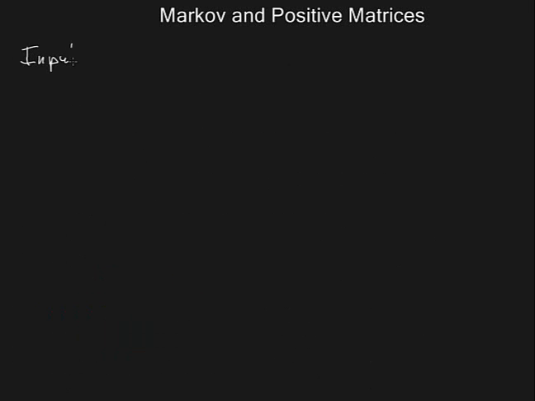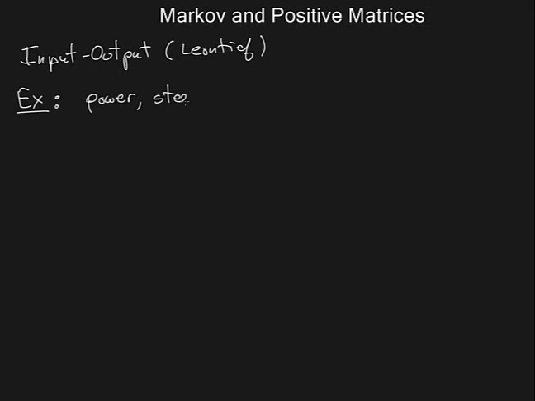Okay, I want to go on now and look at the input-output model. This is due to Leontief. And let me illustrate it with an example. So we have two types of goods. We have power and we have steel. We have a power plant and a steel factory.